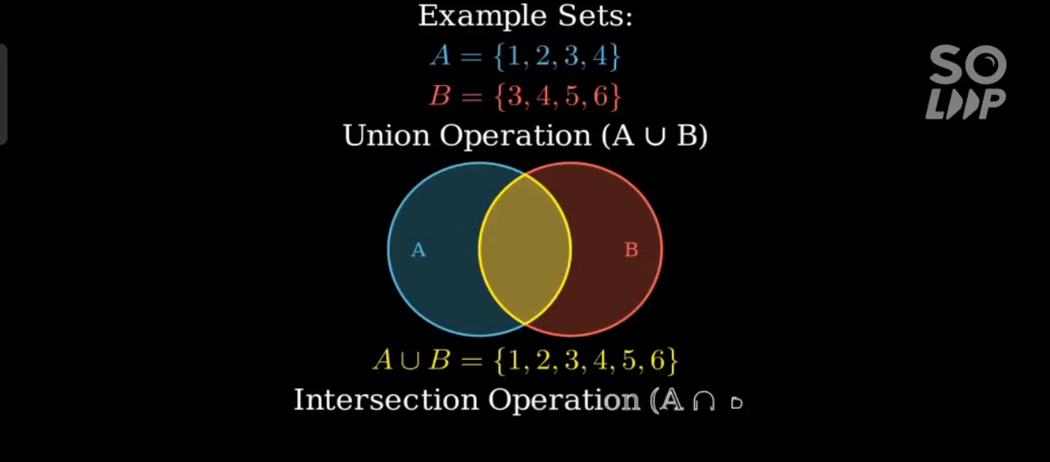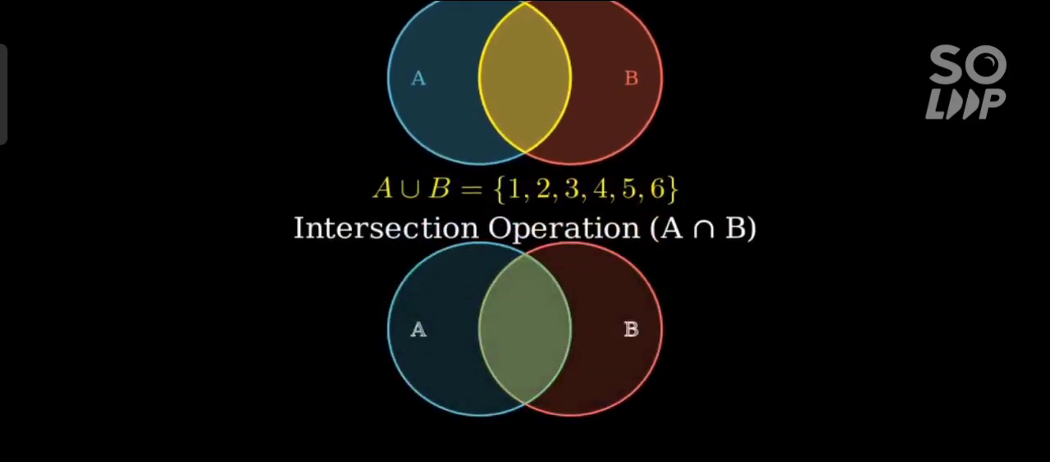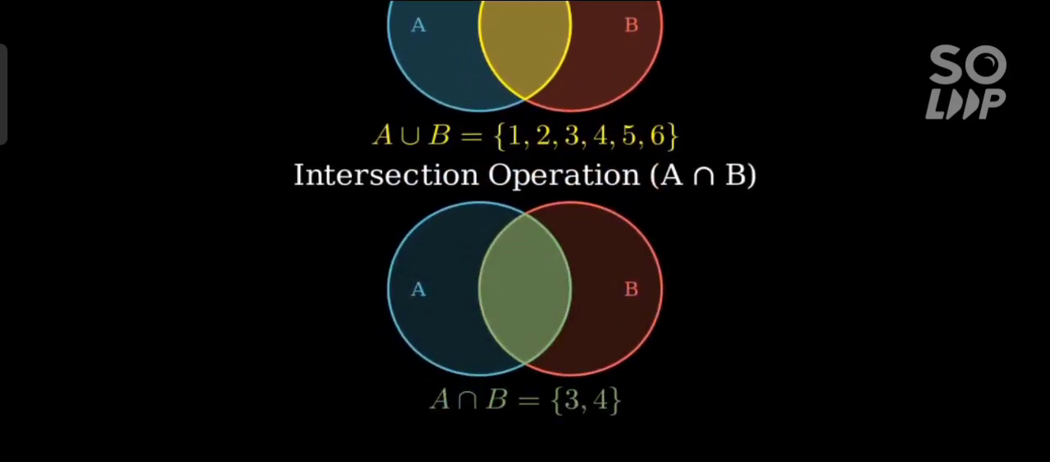Next, let's look at intersection. The intersection of two sets includes only the elements that are in both set A and set B. In our example, only 3 and 4 appear in both sets.